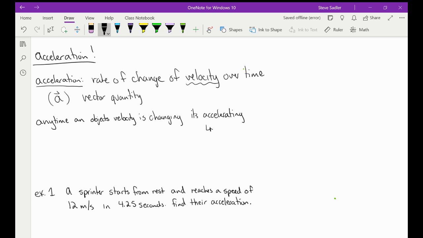So this works whether you're speeding up or slowing down. Positive acceleration and negative acceleration. Some people use the word deceleration. Not a fan. Don't think it's a real word. This is positive acceleration and negative acceleration.